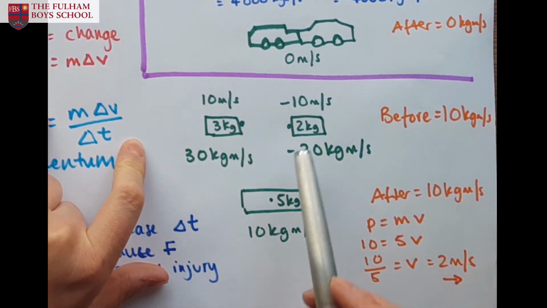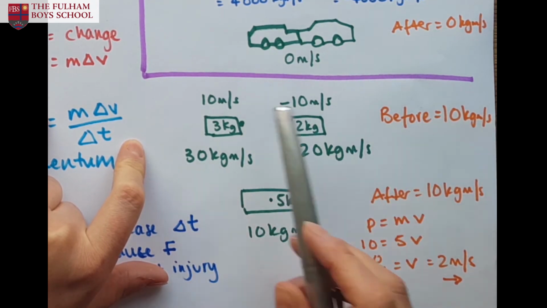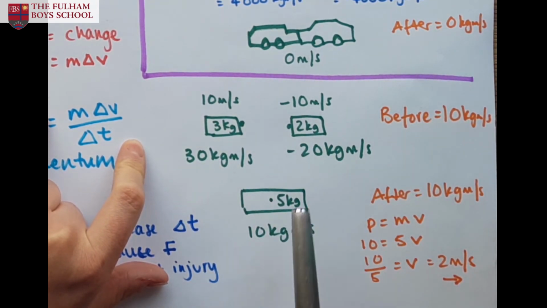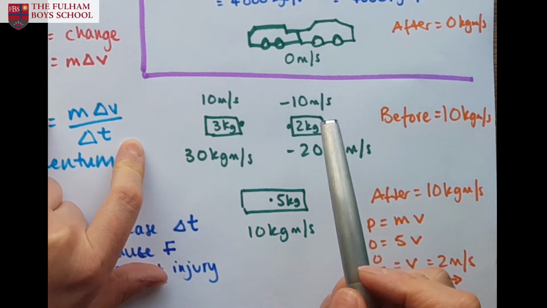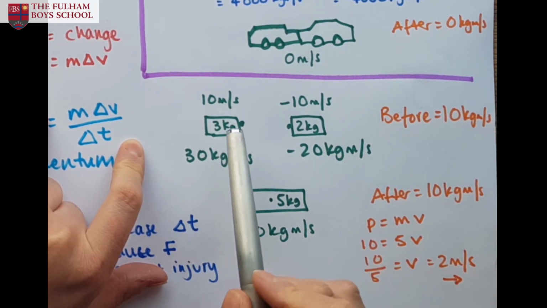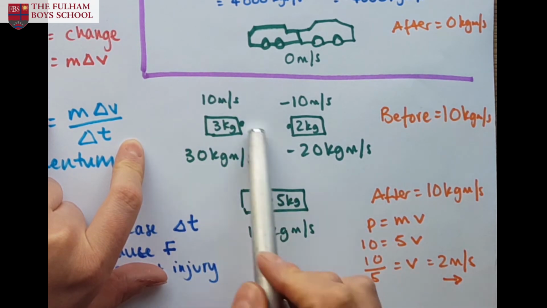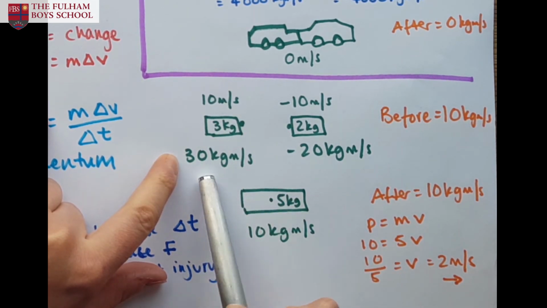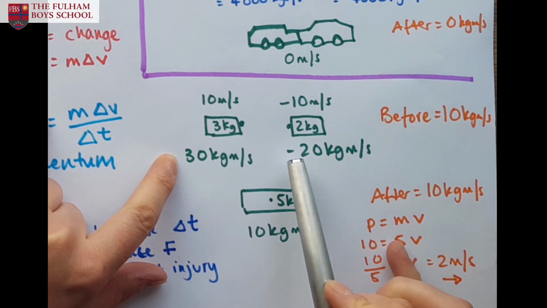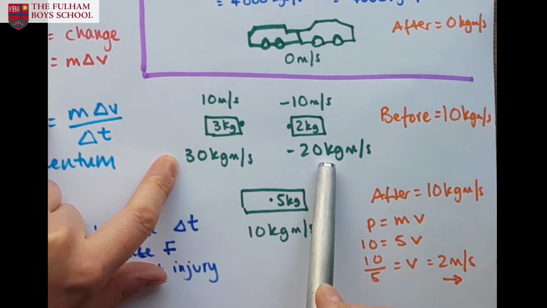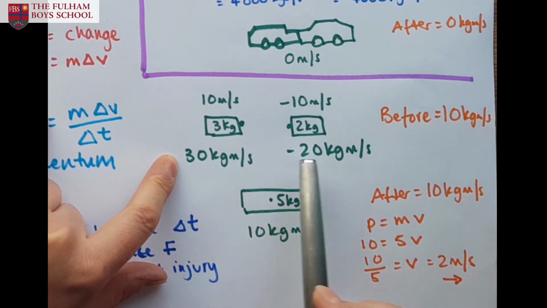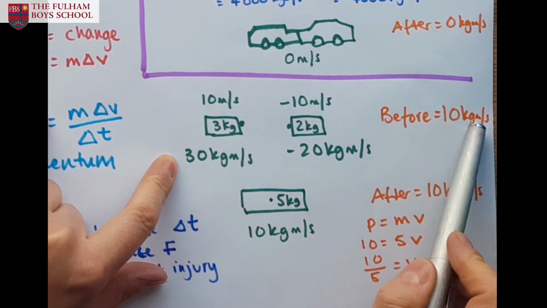Now, for physics, you might have to actually do some calculations related to this momentum, which can be quite tricky. So this is an example here of something that's not necessarily going to be 0. So 3 kilograms, 10 meters per second. So the momentum here is 30 kilogram meters per second. 2 kilograms, minus 10, the momentum is minus 20 kilogram meters per second. If I add these two numbers together, I get 10. 30 plus minus 20 is 10. So the momentum before is 10 kilogram meters per second.